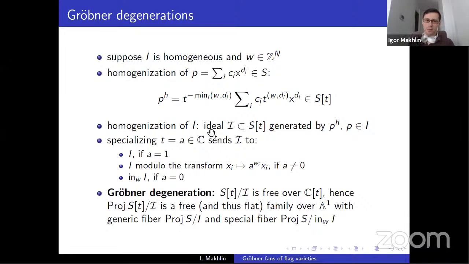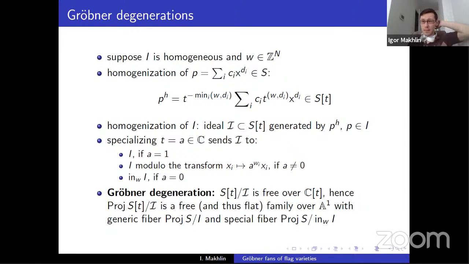Okay, and from this we get the definition of the homogenization of an ideal I. What we do is we take the homogenizations of all of its elements and we generate an ideal by those homogenizations.